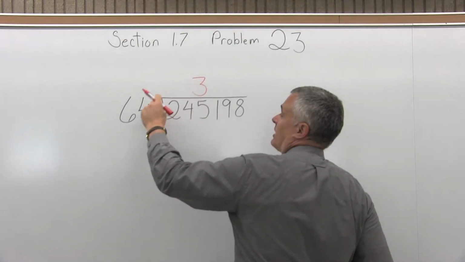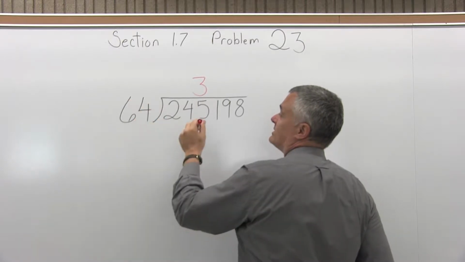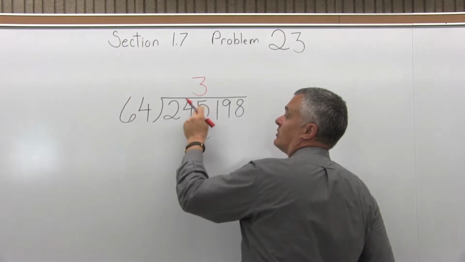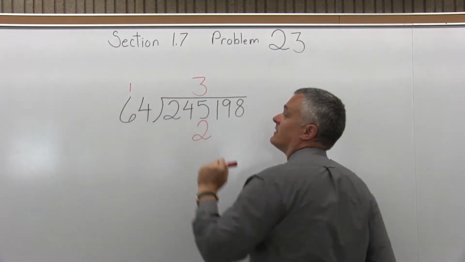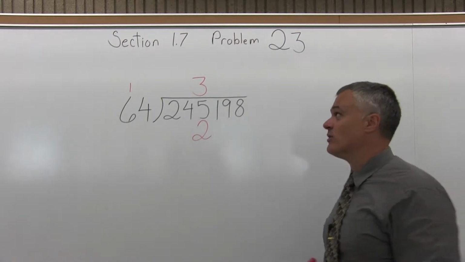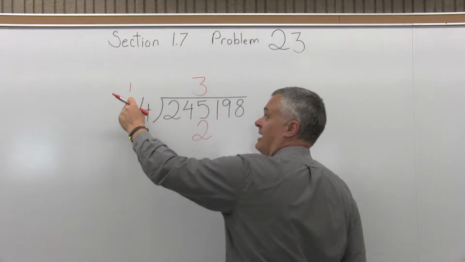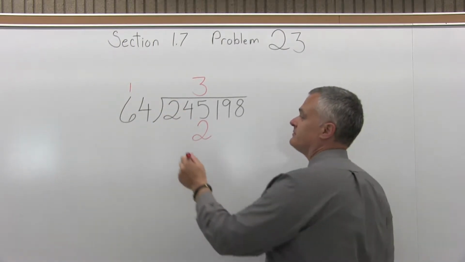So now I'll multiply 3 times 64. To do that, 3 times 4 is 12. So I put the 2 from the 12 under the third digit over the 5. And then the 1 from the 12 gets carried to the top of the next digit over. And then I multiply 3 times 6. That will be 18. And then 18 plus the 1 more that I carried is 19.